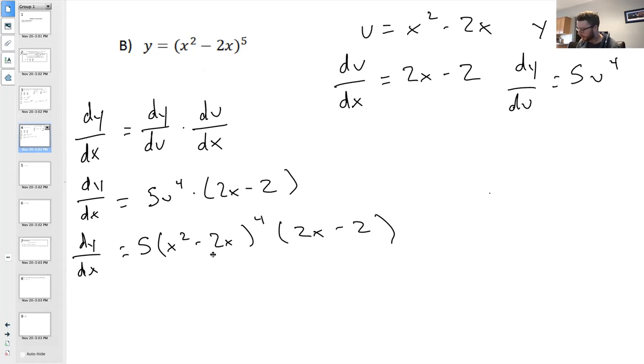At this point, because we've already taken the derivative of u with respect to x and the derivative of y with respect to u, to present our final answer we can simplify this a bit further. Okay, so 5 is outside. Within this term here, we have x common in both terms, so we will factor out an x, which will leave us with x minus 2, and that will be to the 4th. And on the second term here, we can factor out a 2, and that will leave us with x minus 1.